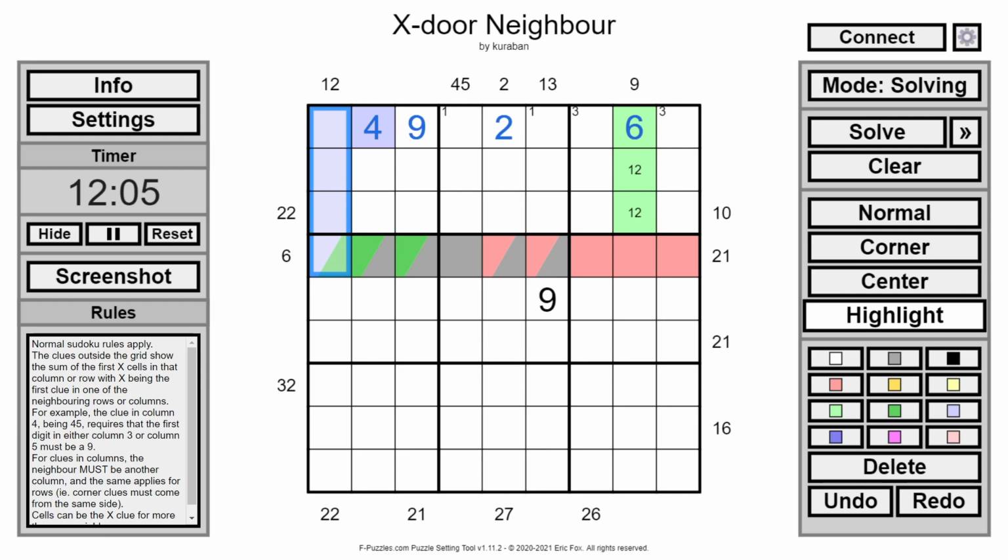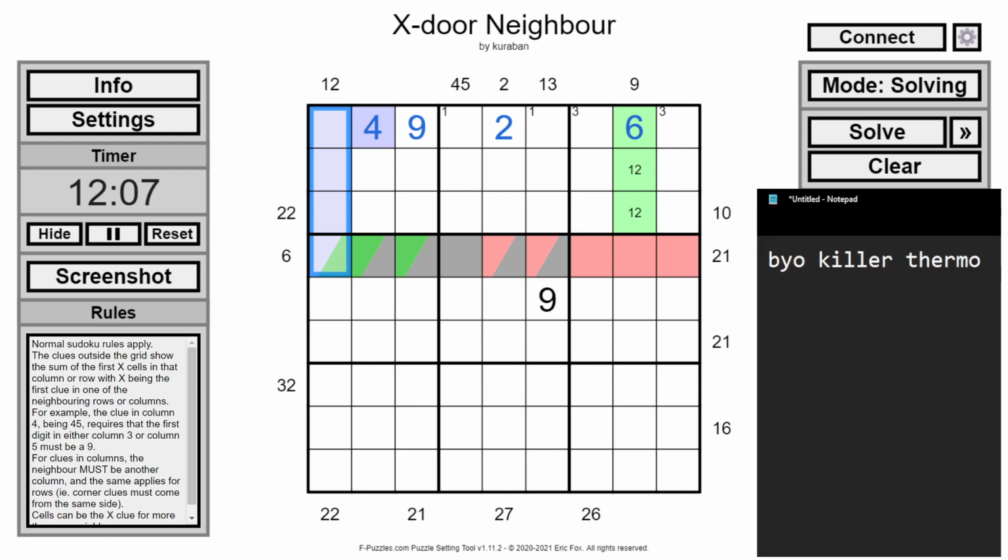And then open OBS, open up Notepad. Oh, that was an idea for a puzzle that I had. But let's ignore that for the moment.